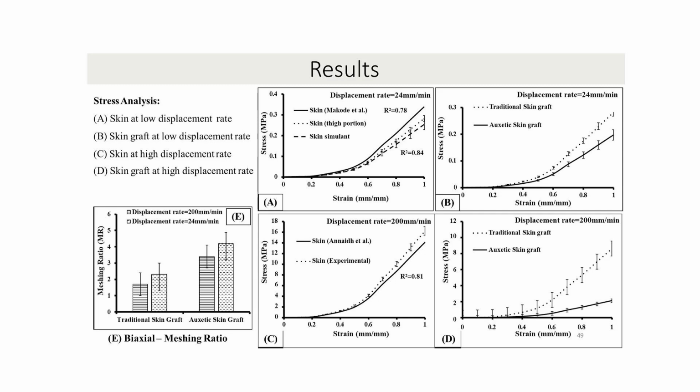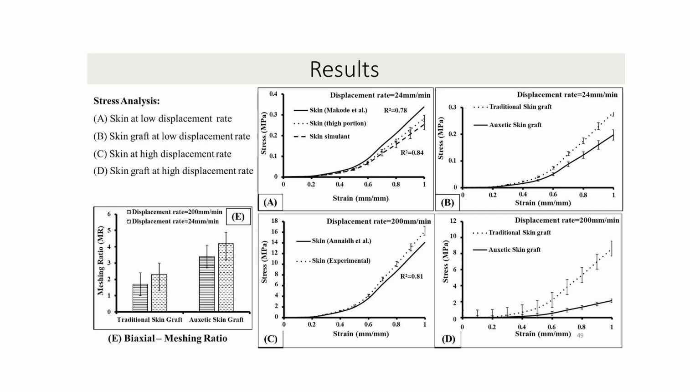We have to make the displacement rate or the strain rate constant here, and we looked at this stress strain profile. These are the test results, with error bars, because every test has been conducted with multiple samples. So skin simulant has the lowest property, followed by the skin thigh portion and the skin Makode et al.